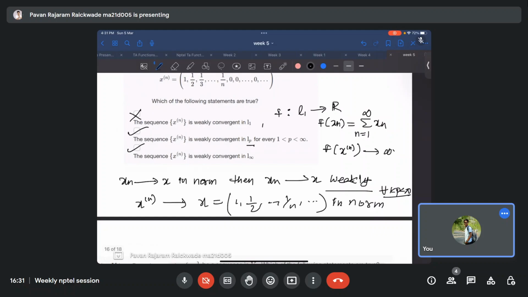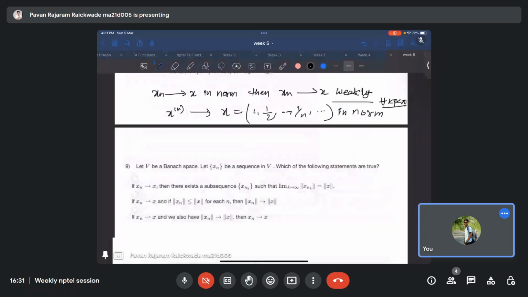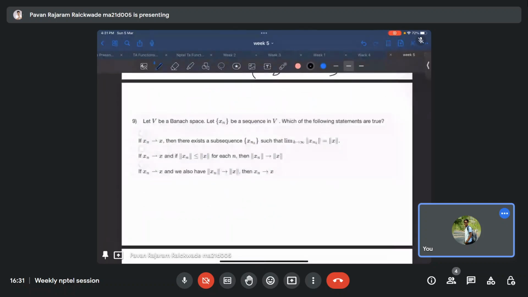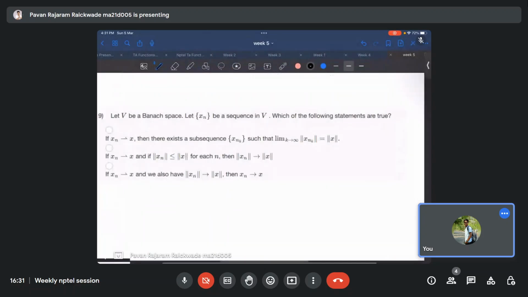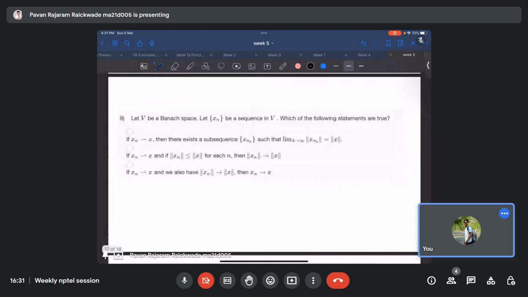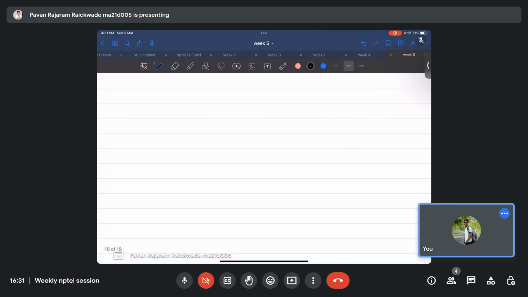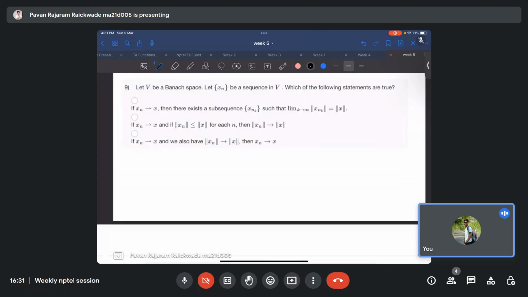So question number 9. V is a Banach space, xn is a sequence in V. Which of the following statements are true? If xn converges to x weakly, then there exists a subsequence xnk such that the limit of norm xnk equals norm x. Okay, so this is wrong.